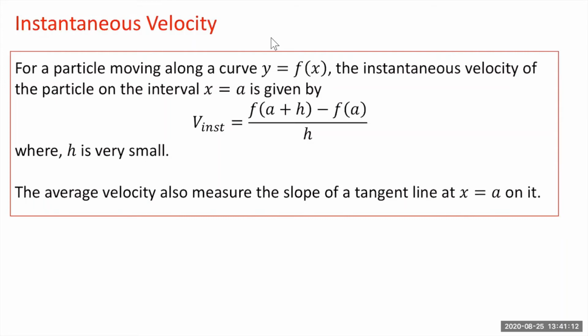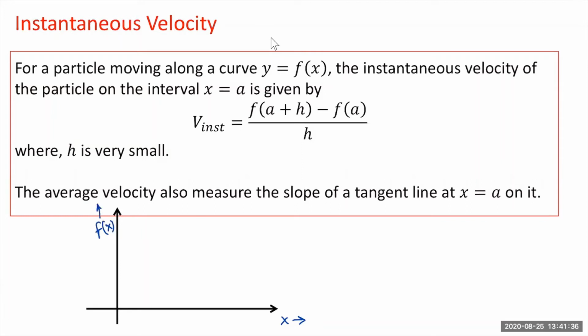Let me start drawing here by drawing the y-axis first, and then the x-axis. Suppose that is my x-axis. So along the x direction, we have the x value or the time. And along the y direction, we have the value of the function or the position function.